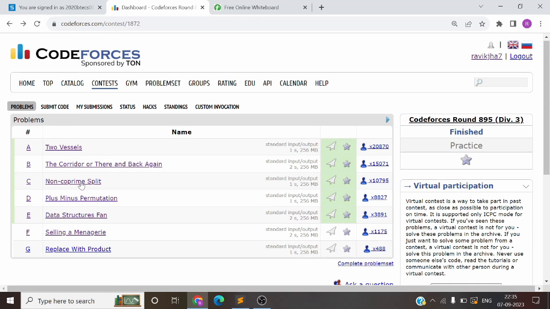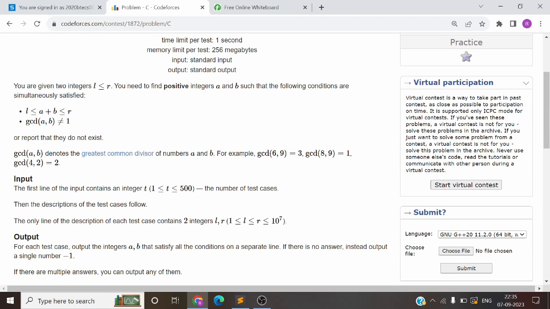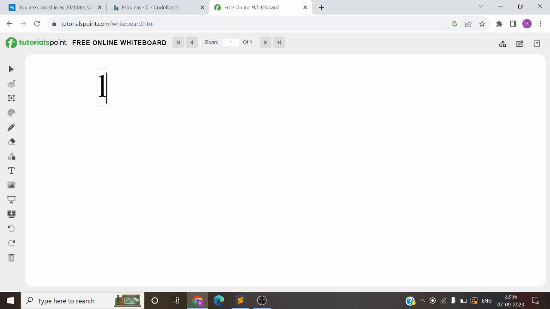I have to see what it is. Non-coprime split. Again, a very easy problem. A plus B, LR, and GCD. Okay, I will explain the problem. I hope you have read the problem.